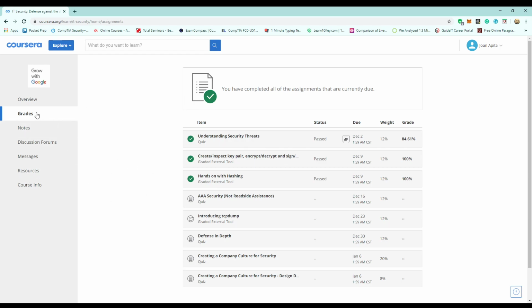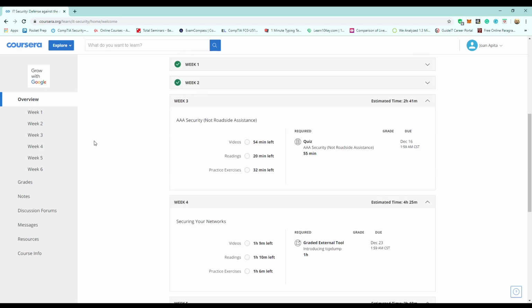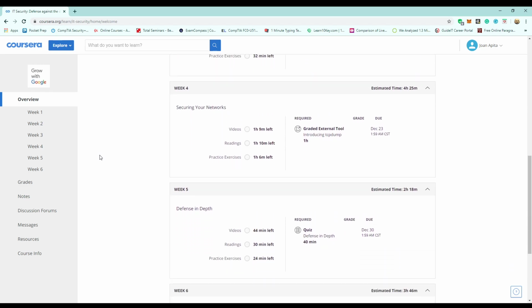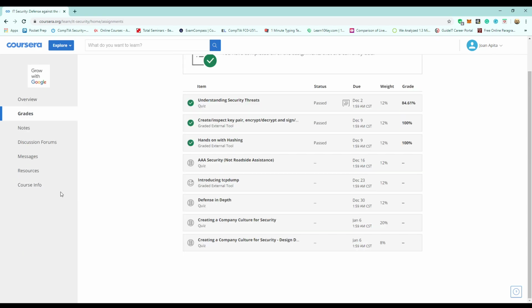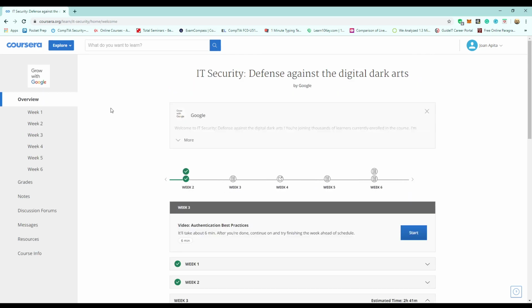So this is just an overview of the Google IT security course by Google, which is a really big help if you are doing CompTIA Security Plus. It will help. Yeah, there are notes, everything here, everything completed. This is the Google IT Support Professional Certificate. After this you can get your own certificate like this one.